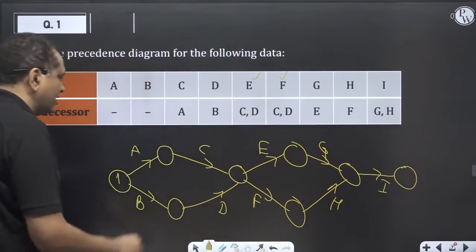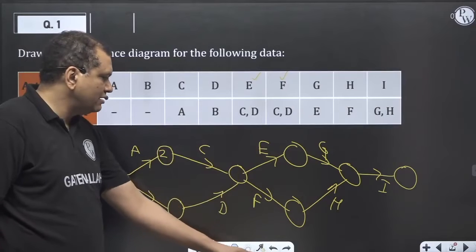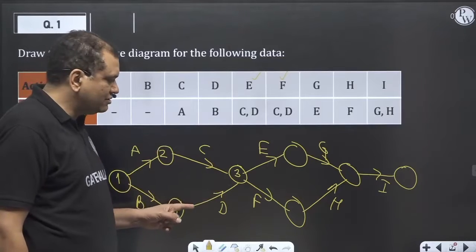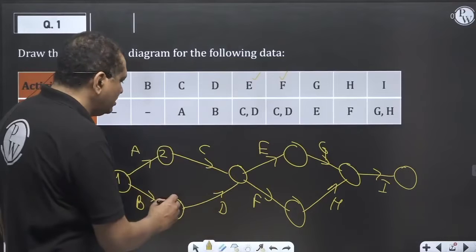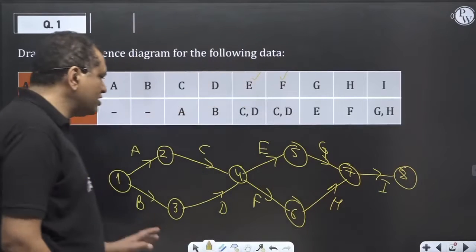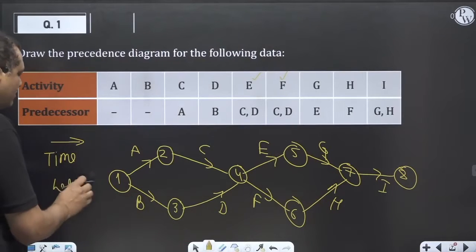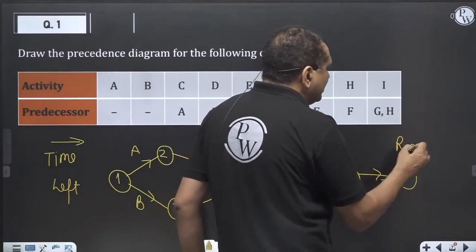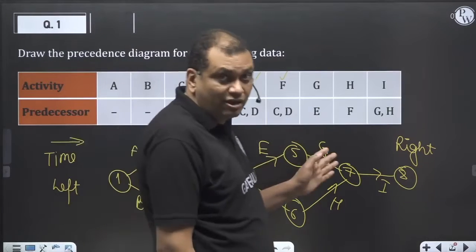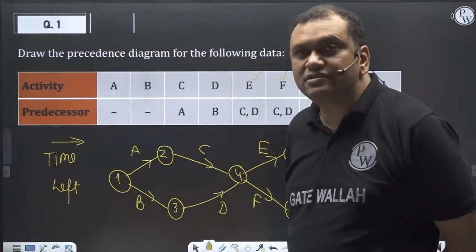After constructing this, you draw the numbers 1, 2, 3, 4. See, time cannot flow backward, meaning I cannot do it like this. That is not allowed. Time cannot flow from right to left. So 3, 4, this I cannot do. So 3, 4, 5, 6, 7, 8. Time always flows from left to right. My precedence should be correct.